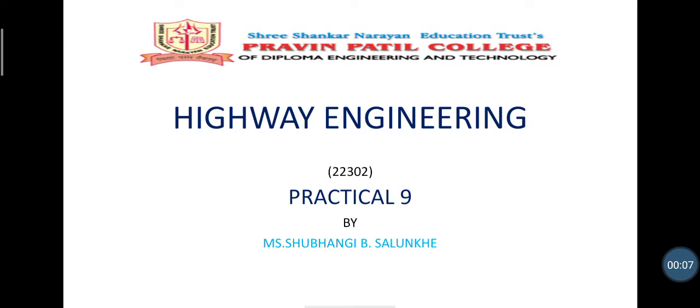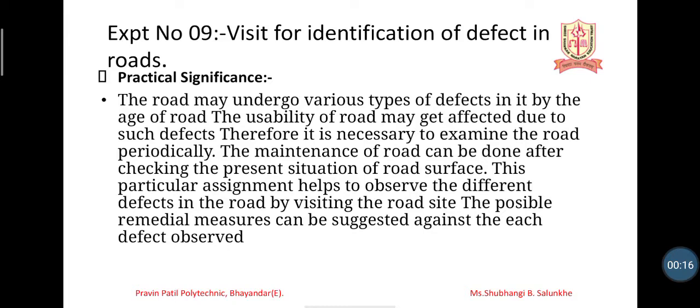Today, we are going to study practical number 9 of highway engineering, that is, visit for identification of defects in the road. Let me see the practical significance. The road may undergo various types of defects with the age of the road. The usability of the road may get affected due to such defects. Therefore, it is necessary to examine the road periodically.